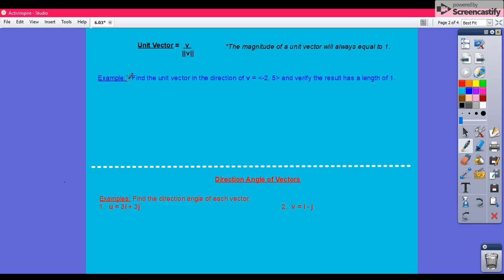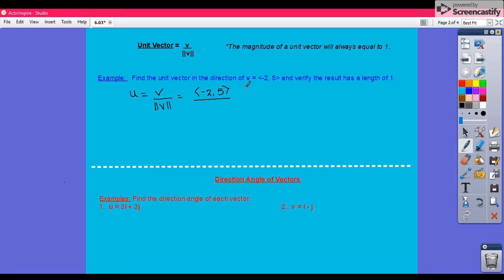So I'm just going to apply this to the actual unit vector formula. I know they named some vectors u, but I'm just going to label this u for unit vector equals the vector given over the magnitude of the vector. So the vector given is going to be -2, 5.